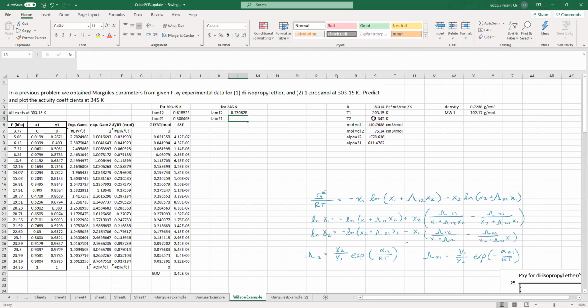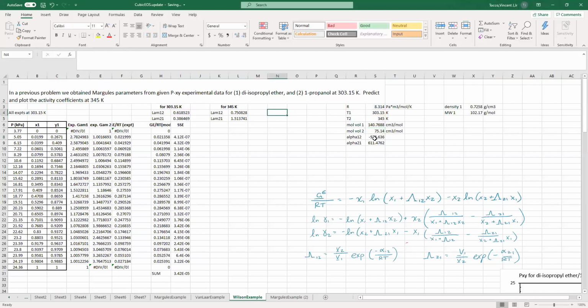Okay, lambda 1, 2 is similar, right? It's comparable. So I think I'm okay. I don't think I made a mistake. Let's check what lambda 2, 1 is. It equals V1 divided by V2 times exponent of minus alpha 2, 1 divided by R times T2. Okay, this one is a little bit greater. I'm going to double check and make sure I didn't make a mistake. I think I got it.